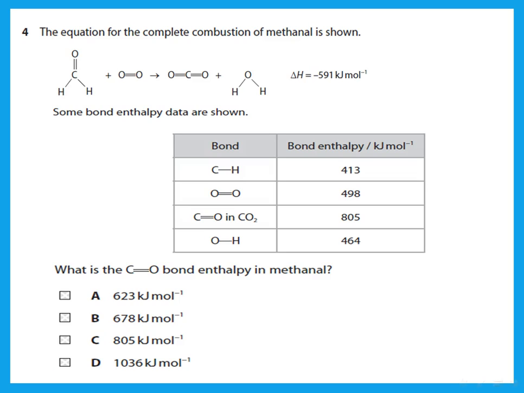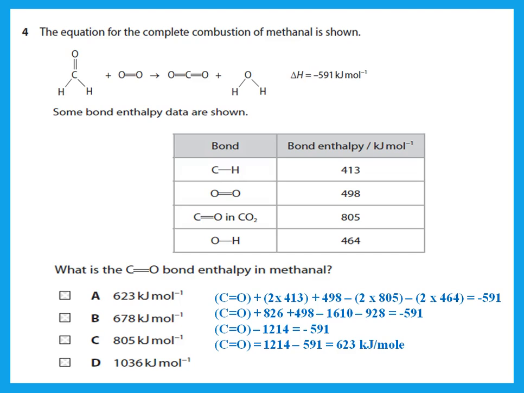Okay, so this is the next question. The equation for complete combustion of methanol is shown. He gives you the bond enthalpy data, and he's saying, what is the bond enthalpy for the C=O in methanol? So remember, he's not telling you to calculate delta H. He already gives you the total overall delta H, minus 591, in the equation. And you're supposed to find out what is the bond enthalpy for the C=O in the methanol. So we calculate this.